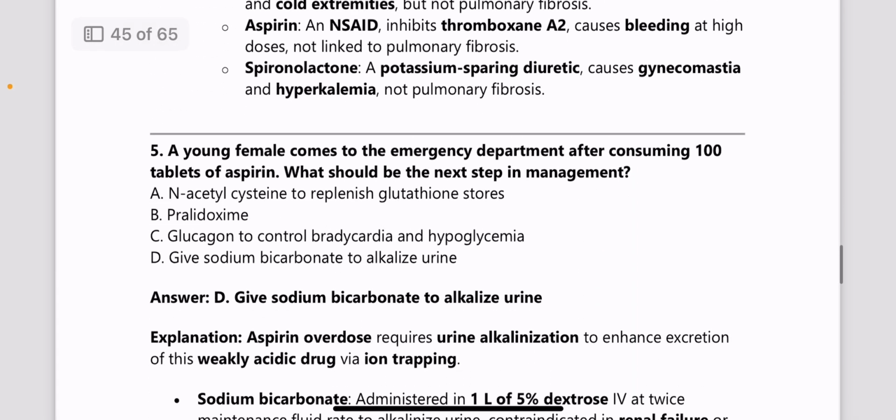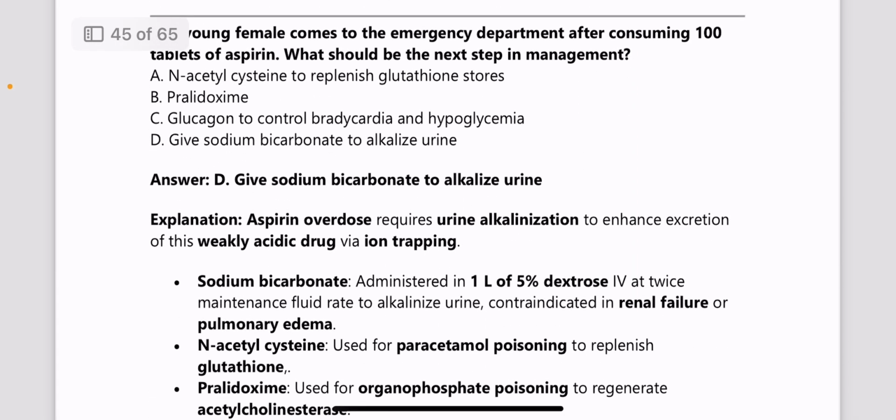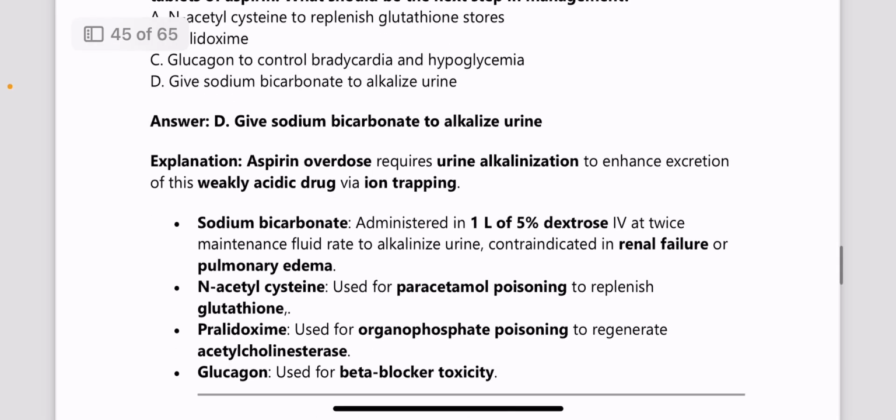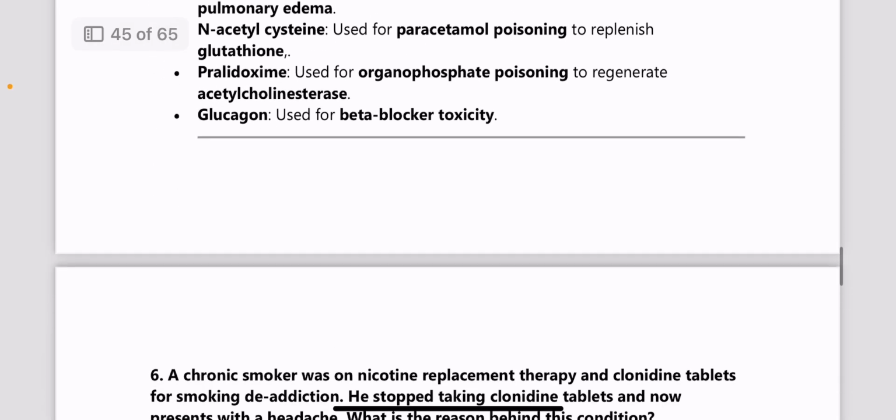and neuropathies. Next question. A young female comes to the emergency department after consuming 100 tablets of aspirin. What should be the next step in the management? Answer is give sodium bicarbonate to alkalize the urine, because aspirin overdose requires urine alkalization to enhance the excretion of this drug by ion trapping.